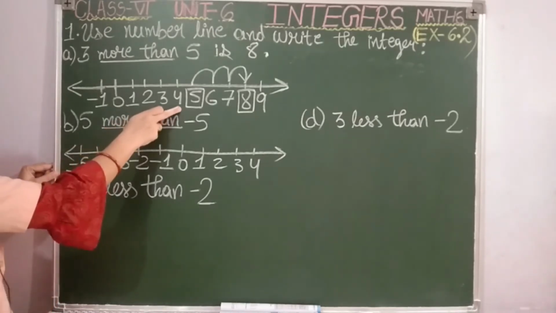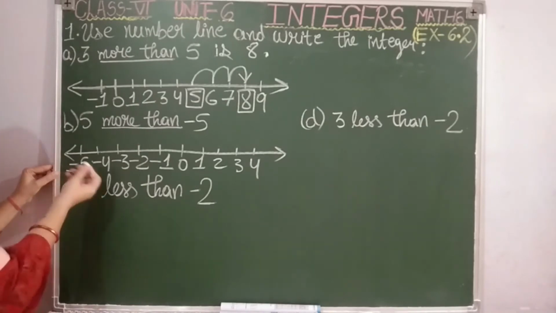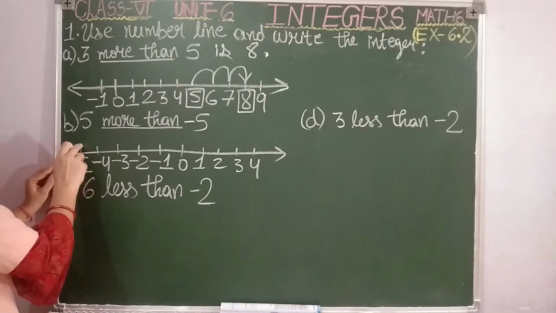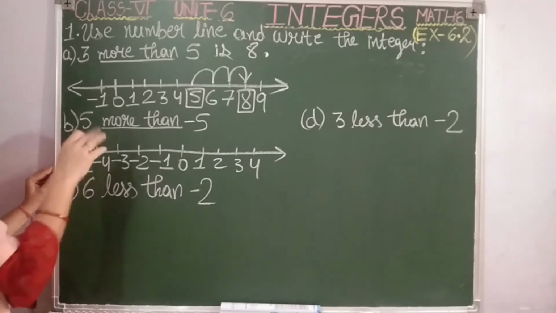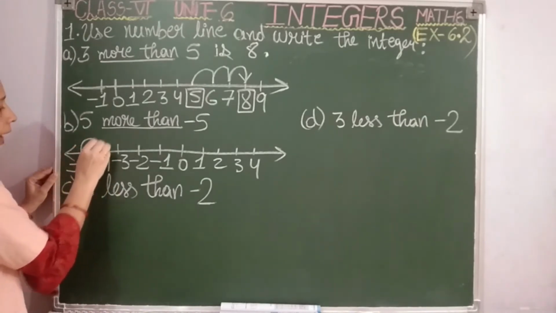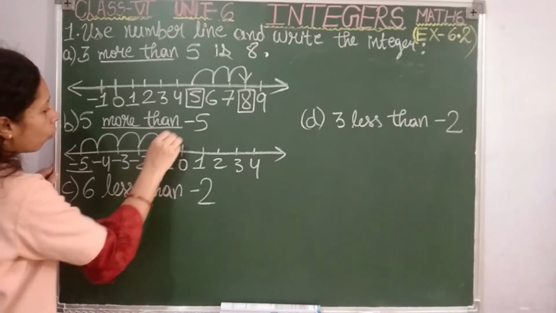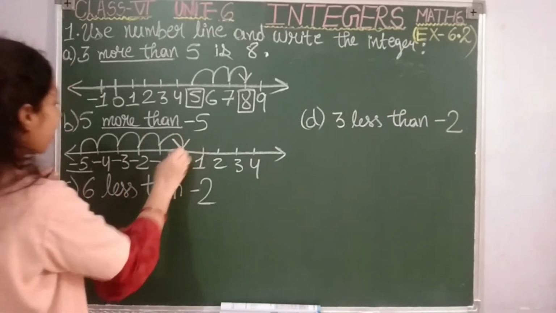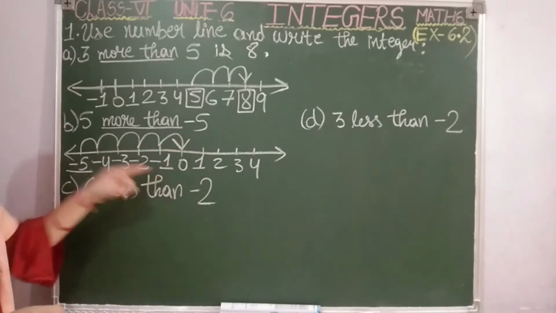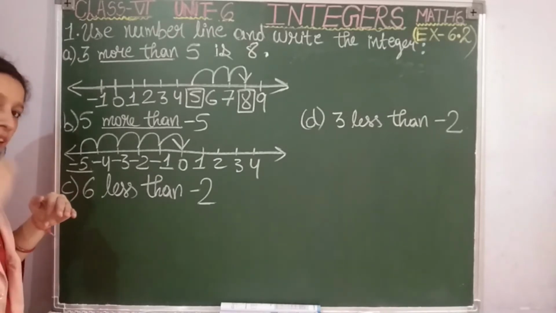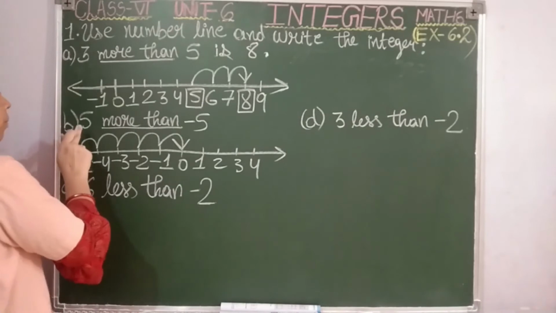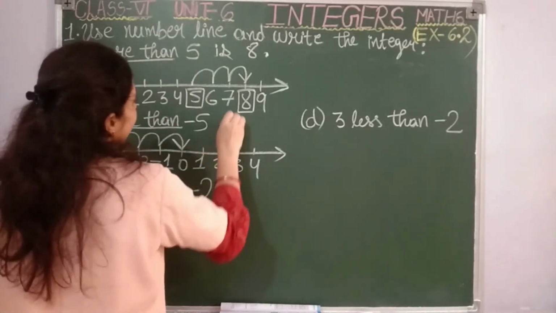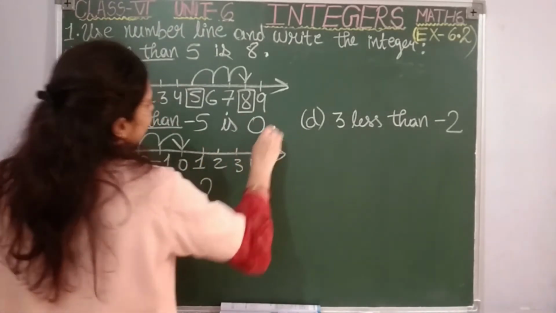Again, if you want, then you can make such a box also, or directly also we can continue. So minus 5 se 5 zyada means, again I have told you, for more than you have to move to the right side. 1, 2, 3, 4, 5. So students, where have we reached? We have reached at 0. So 5 more than minus 5 is 0, which is my answer.